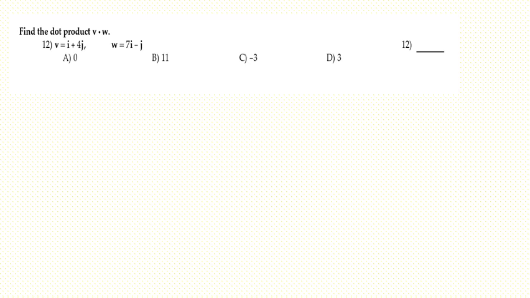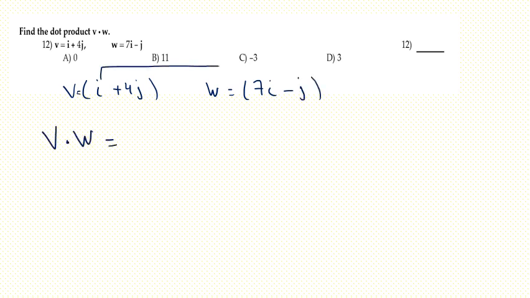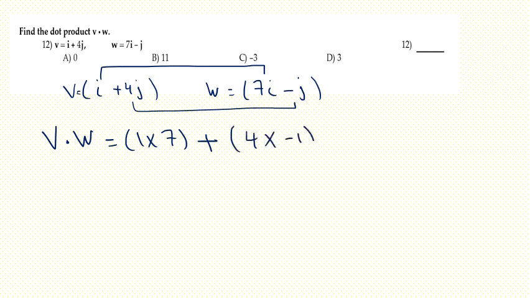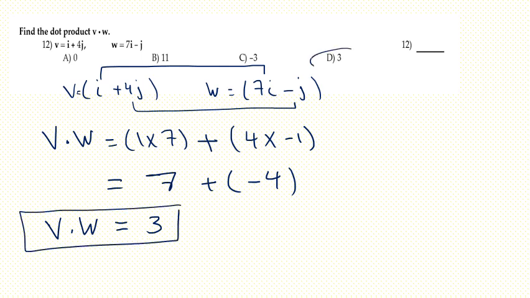How to find the dot product between two vectors? The easiest equation in vectors. To multiply V, which is i plus 4j, by W, which is 7i minus j, all you have to do is multiply the first by the first, so 1 by 7, and add the second by the second, 4 multiplied by negative 1. So 1 by 7 is 7, 4 by negative 1 is negative 4. 7 minus 4 is 3. So V dot W is equal to 3. So the right answer is D.